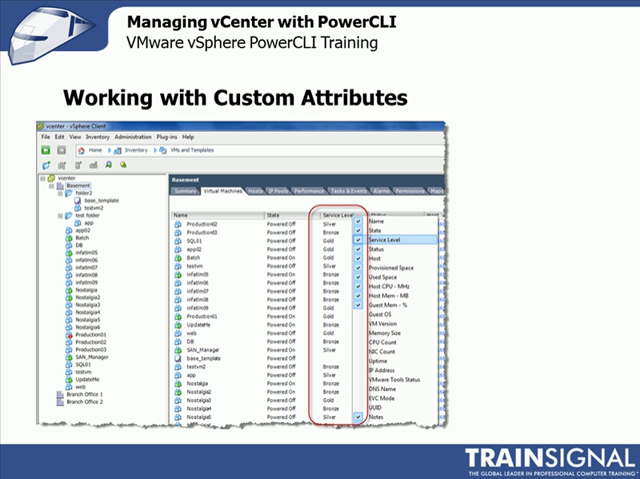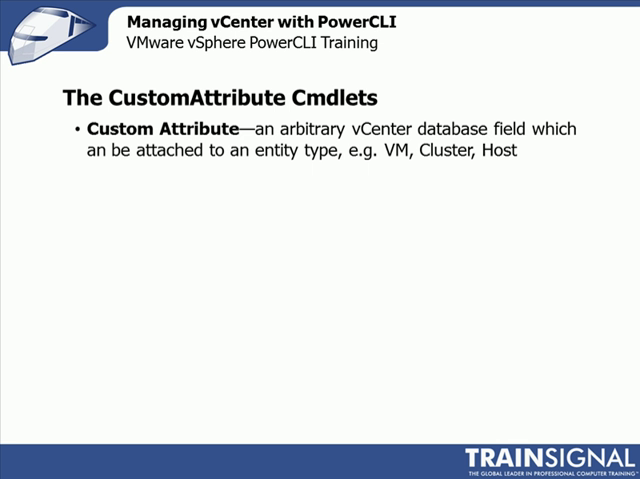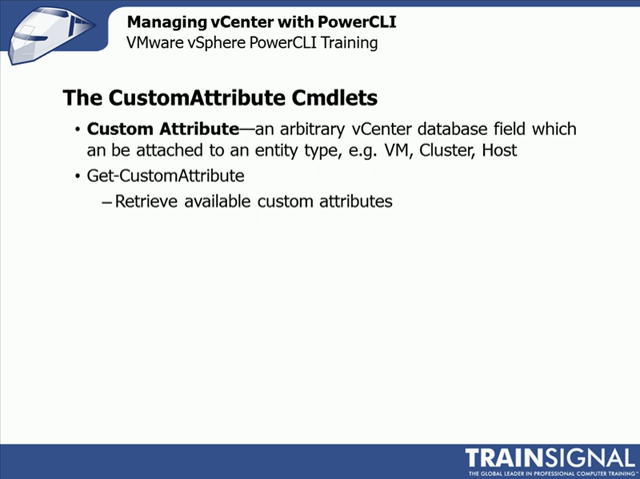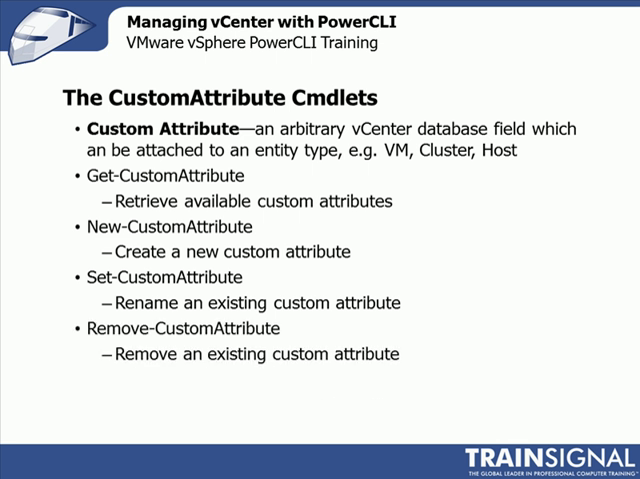So it's some really cool stuff, and there are some commandlets, of course, for working with them, which I'll show to you right now. We have two different sets of commandlets. Custom attribute is the first one that we're going to talk about. A custom attribute is an arbitrary vCenter database field which can be attached to any entity type. There are a set of commandlets related to these custom attributes, such as Get-CustomAttribute, New-CustomAttribute, Set-CustomAttribute, and Remove. So when you want to, for example, create a new custom attribute called service level, you're going to be using New-CustomAttribute.